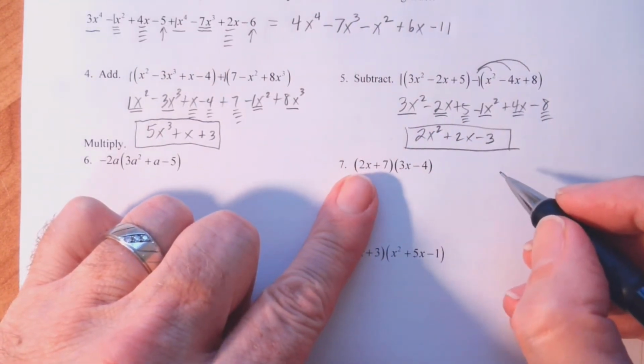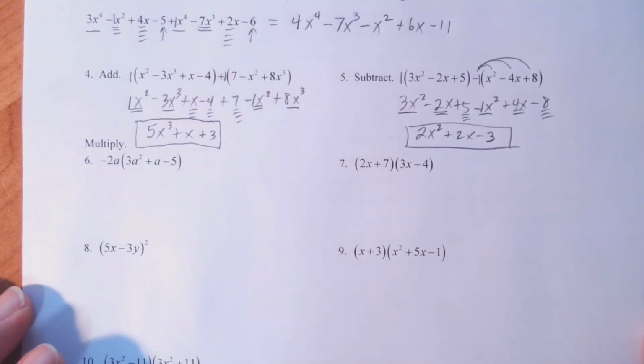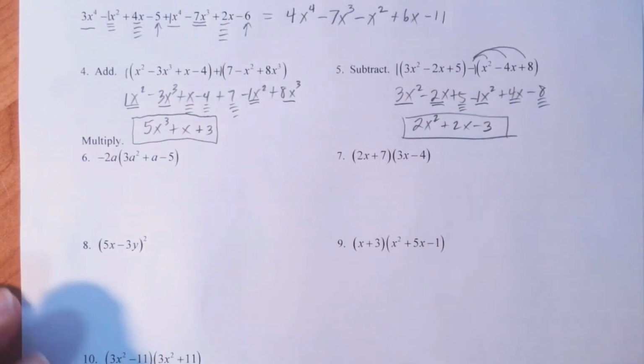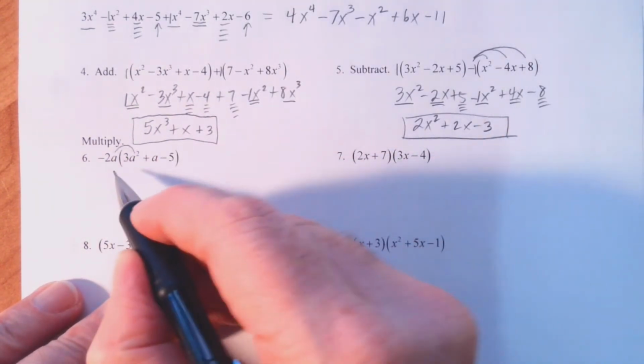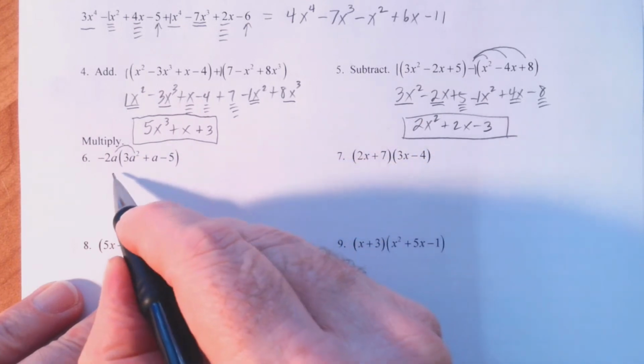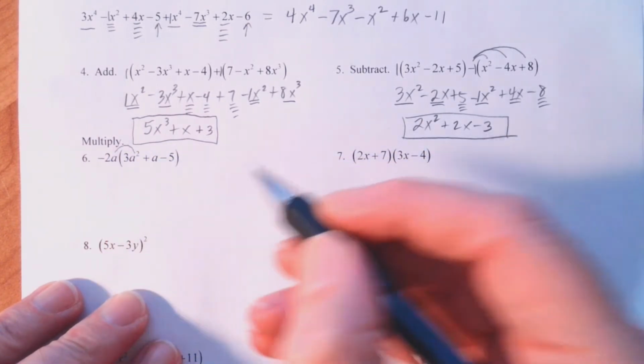So 2x squared plus 2x minus 3. Alright, so now we're in the multiplication. So on number 6, we're just distributing here, and we'll do that times each term in here. This is a trinomial, so there'll be 3 products here.